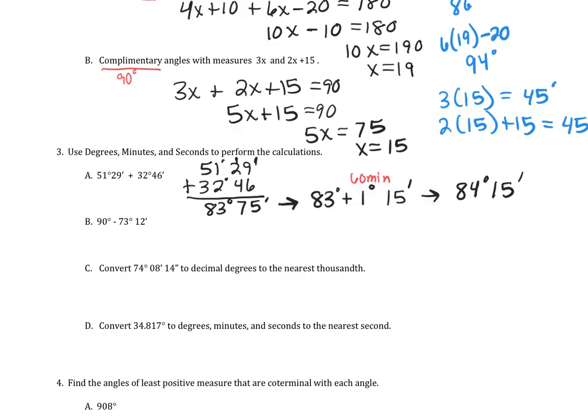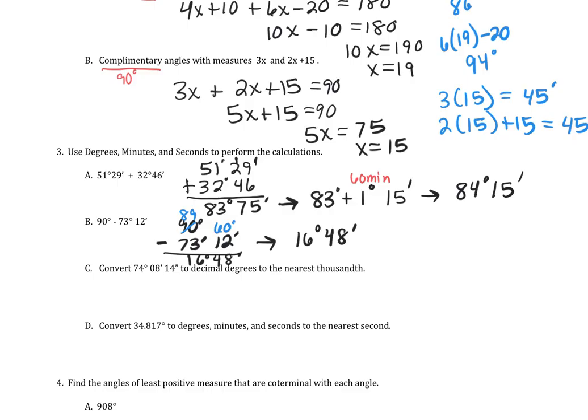Let's go ahead and subtract here. So I've got 90 minus 73 degrees, 12 minutes. So let's borrow. If I borrow from the 90, I get 89, and then that's 60 minutes. And if I subtract, I'm going to get 48 minutes. And then we would have 16 degrees. So this is 16 degrees and 48 minutes.